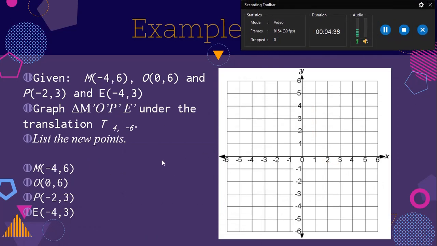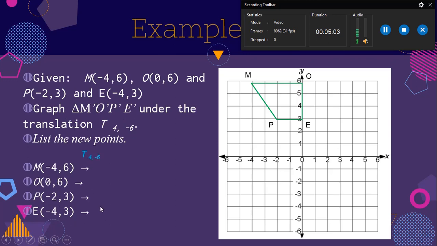For example number 2, we have quadrilateral MOPE. We're going to start by graphing MOPE. So it looks like a trapezoid. I've got all my vertices labeled. We're going to translate it using the rule 4 and -6. So we're going to go 4 to the right, 6 down. When I apply this to my ordered pairs, I've got my original points listed.